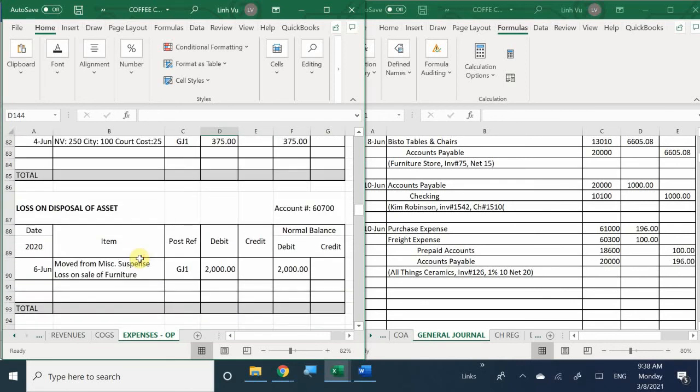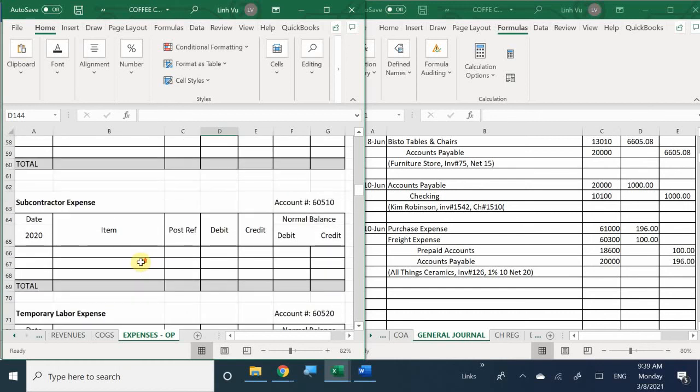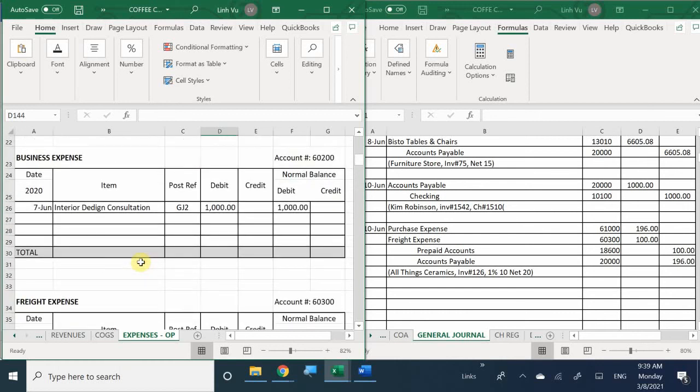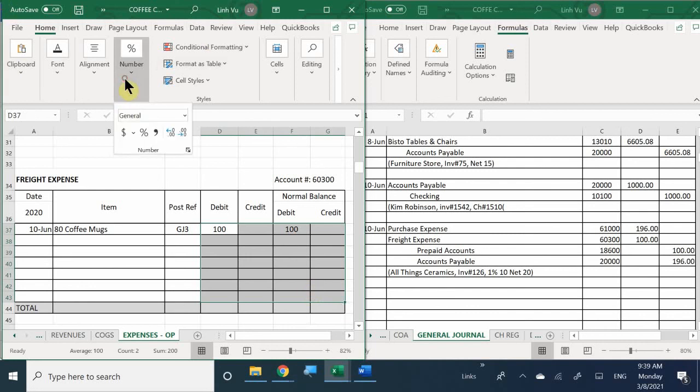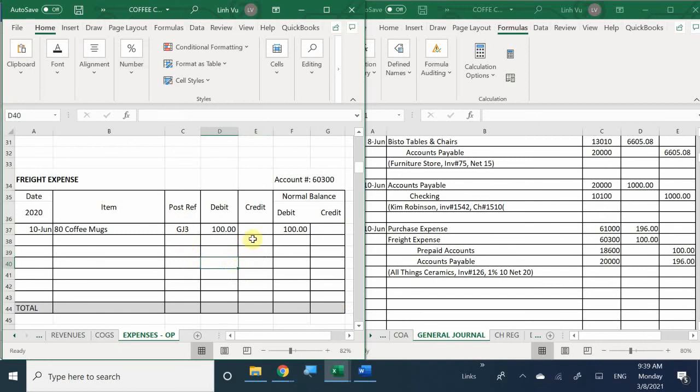Now the next item I have on there is going to be my freight expense, which should be near the top. Okay, found it. So June 10, again for the 80 coffee mugs. Post reference General Journal number 3, and of course I've increased my account by $100 because that's how much it cost me to ship the items to my store. Of course with shipping and handling, especially with coffee mugs, they're fragile.